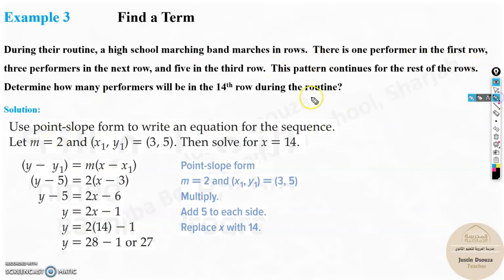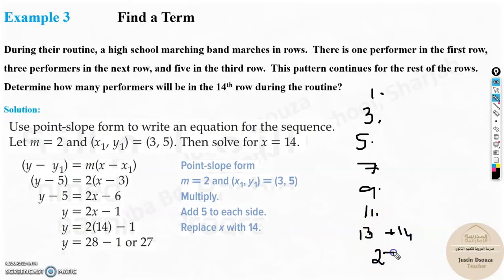Otherwise, you can just keep on adding: 1, 3, 5, 7, 9, 11, 13, and it goes on. And this is 1, 2, 3, 4, 5, 6, 7. Same way, if you do another 7, you will get it. So if you add 14 over here, 13 plus 14, that will be 27. So that is the answer.